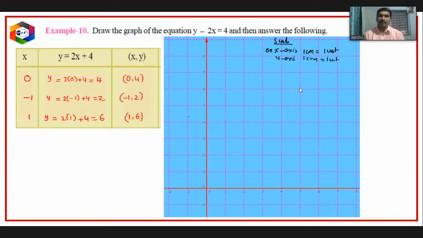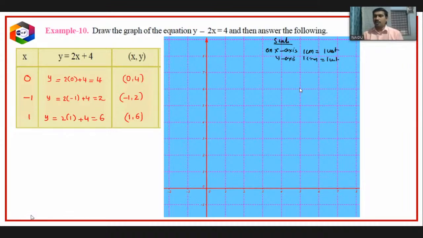So I am going to take 1 centimeter on the x-axis as 1 unit, and the y-axis also 1 unit. This is to be drawn most probably on the top right-hand corner, or somewhere else, anywhere, no problem. Now my aim is to plot the points. Again I am plotting the points.